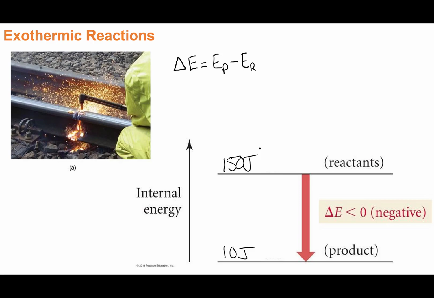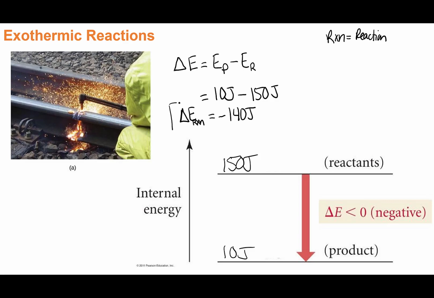So if I want to know how the energy changed during this chemical reaction, I'm going to take the energy of my products minus the energy of my reactants. So we'll take 10 joules, which is the energy of our product, minus 150 joules, which is the energy of our reactants. So the change in energy for this chemical reaction, RXN is just my shorthand for reaction, is going to be 10 minus 150. So it's going to be a negative 140 joules.